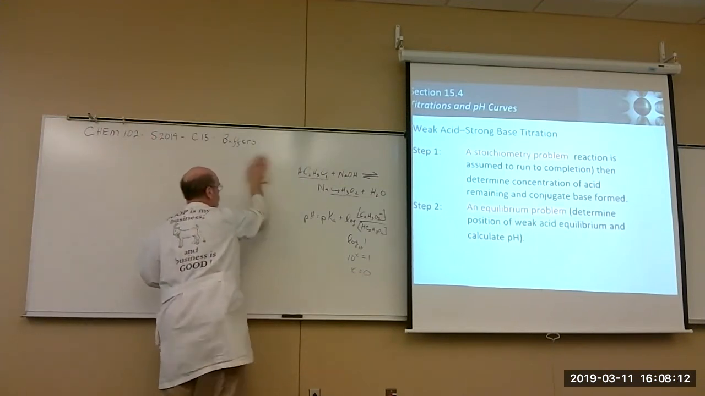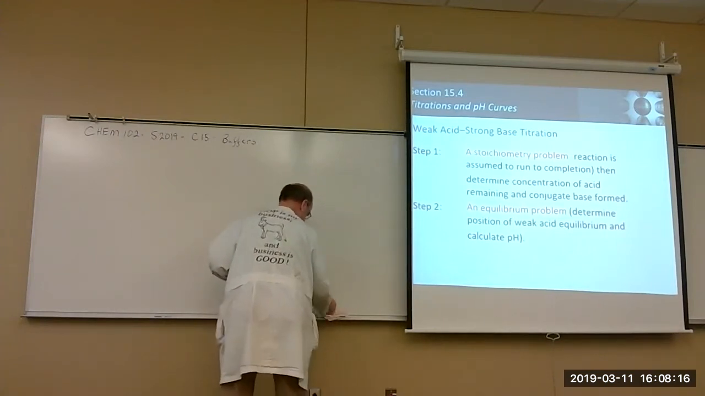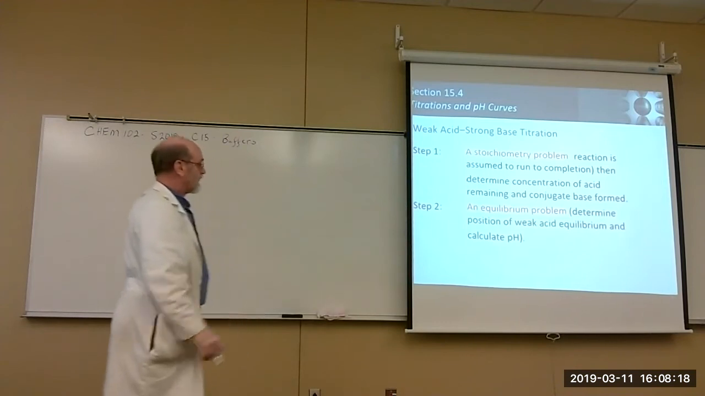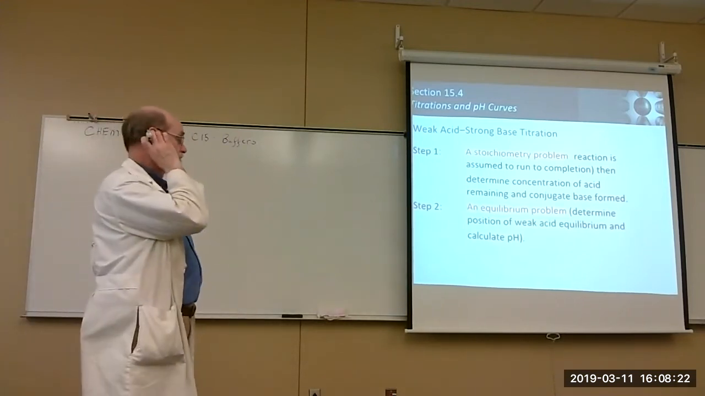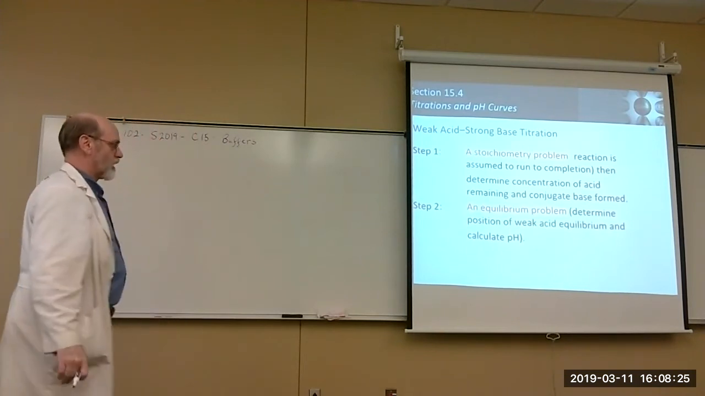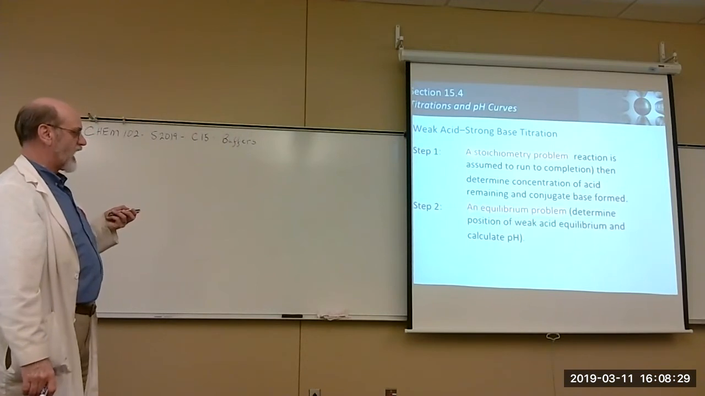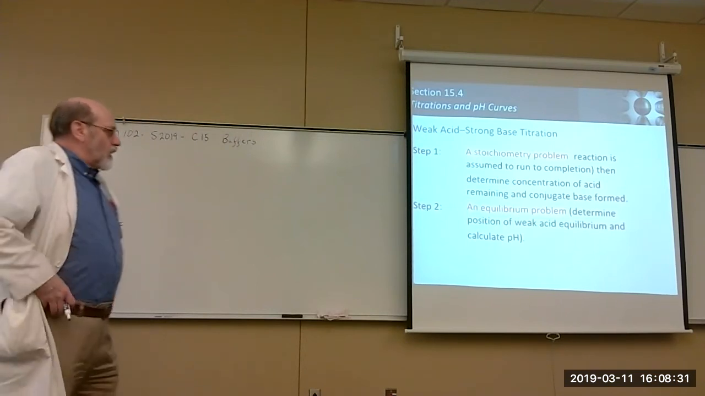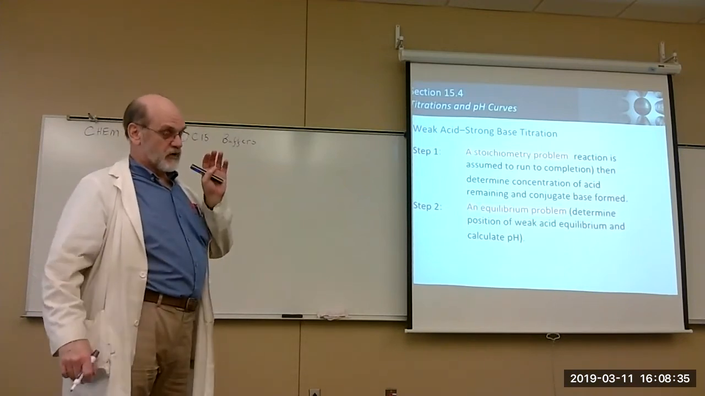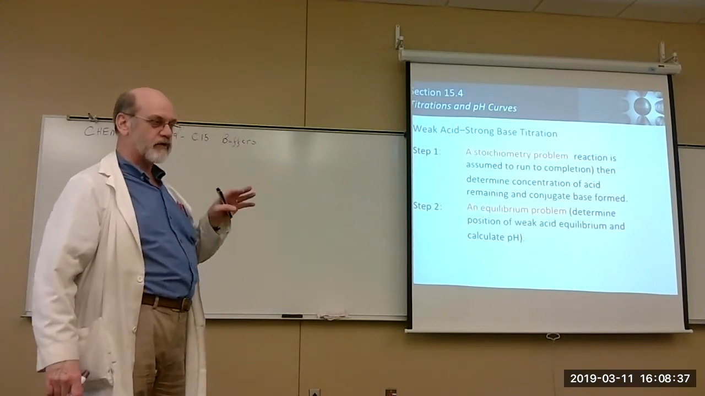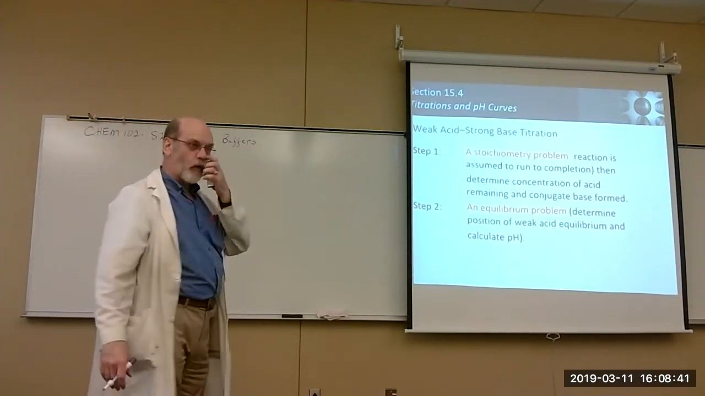So let's see if we can solve some equilibrium involving a weak acid, strong base titration. Remember, we want to start off with a stoichiometry problem where we actually let the reaction run to completion. And it's the controlling reaction. So we have to find the controlling reaction, then we let it run all the way to its stoichiometric end.